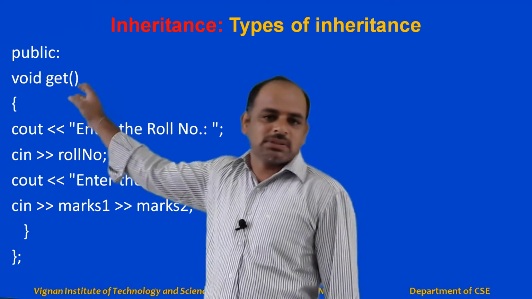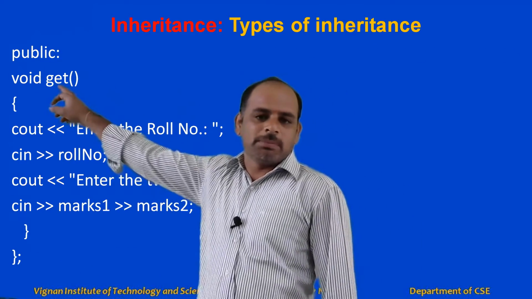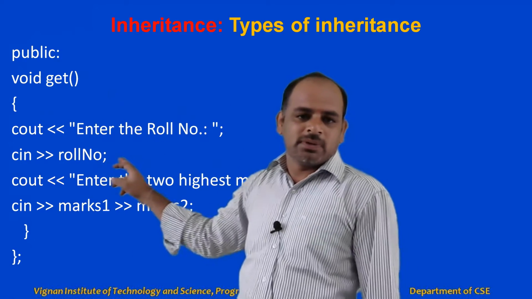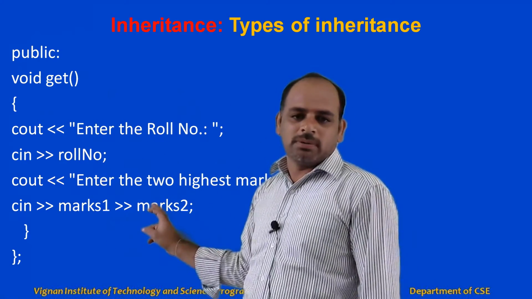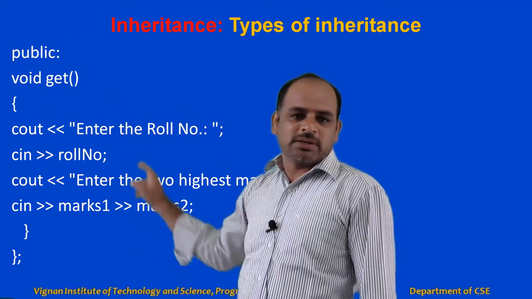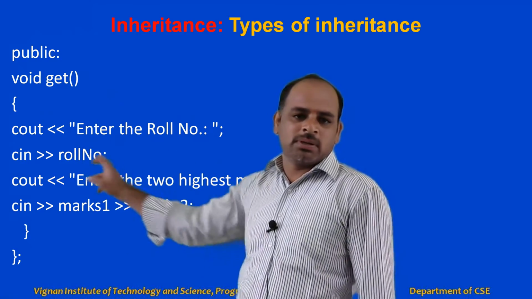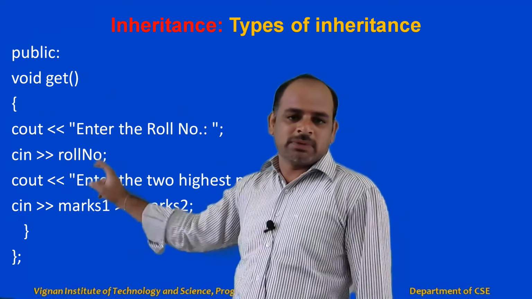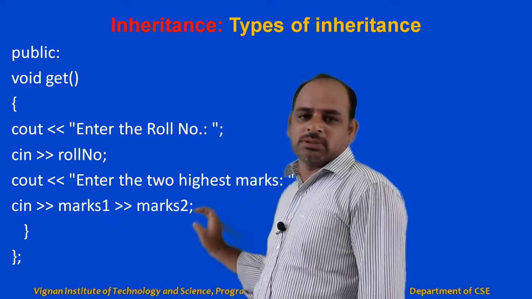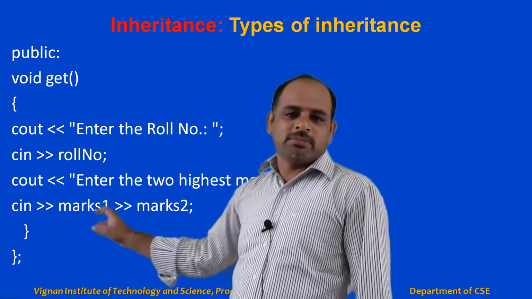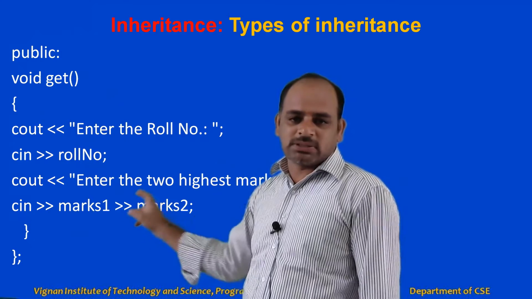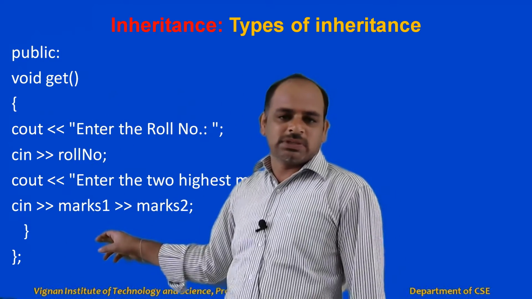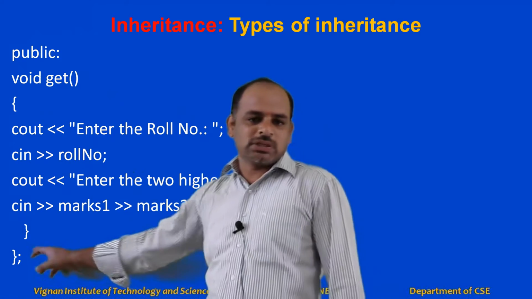So the public member is a member function, void get, and it just takes the values of roll number and marks 1, marks 2 of a student, right? So cout: enter the roll number, cin will take the roll number and initialize it with some value. Enter the two subject marks, and cin marks 1 and marks 2. Two subject marks are given here, and close the function definition, there is a get function, and close the class.